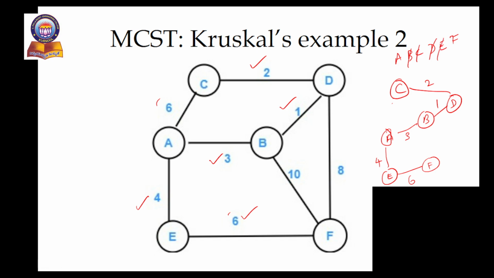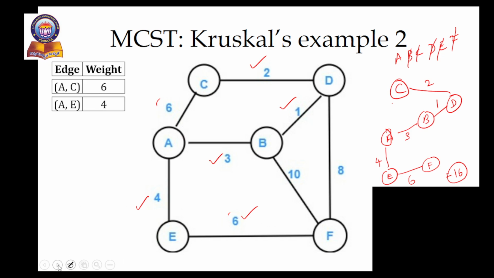So far we have covered E and as well as F. And this is the minimum cost spanning tree with the cost equal to 2 plus 1, 3, plus 3, 6, plus 4, 10, plus 6. That is 16 is the minimum cost spanning tree.